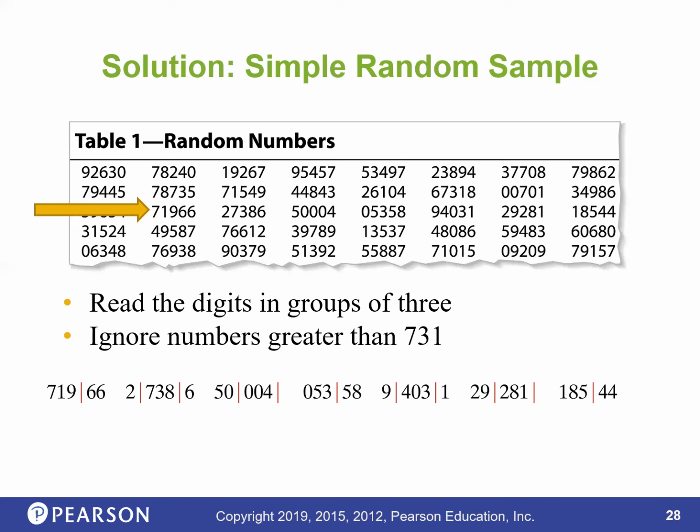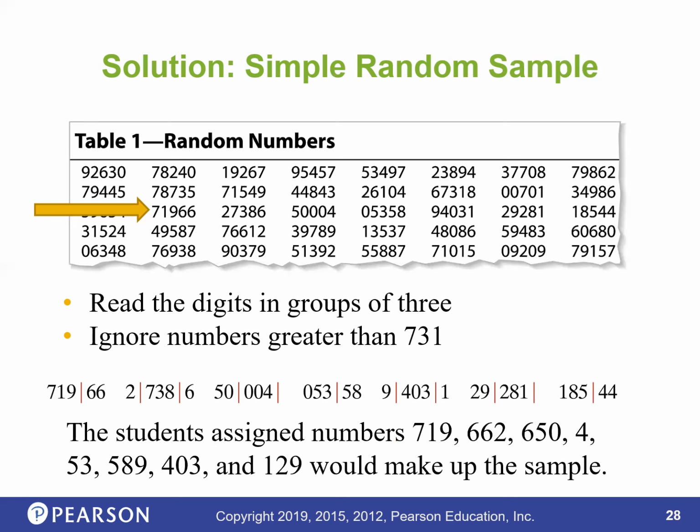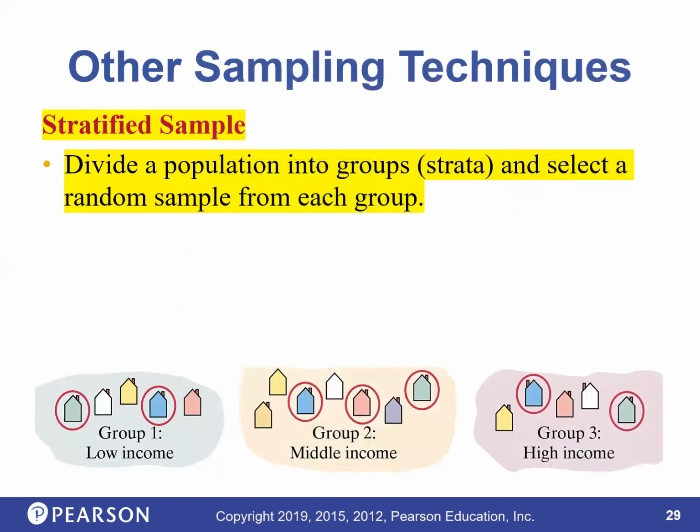Okay, so there it is, simple random selection. We use it quite a bit. This is probably the most common way we do stuff like that. All right, the other one, something called stratified sampling.